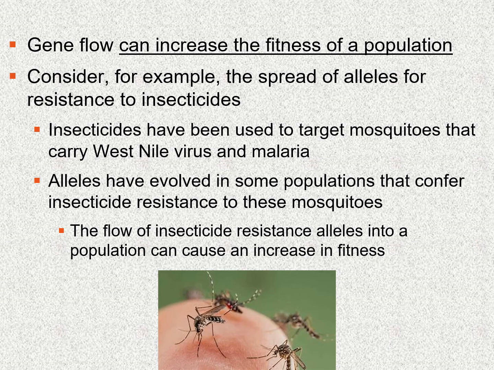So the flow of these insecticide resistance alleles, right, into a population can increase that population's fitness because it's a benefit to have the allele that provides resistance to that insecticide. So that's also going to increase the frequency of those alleles in that population as well.